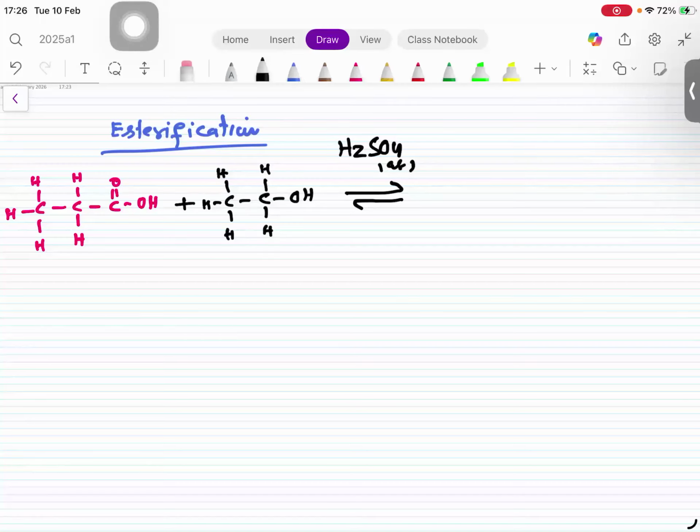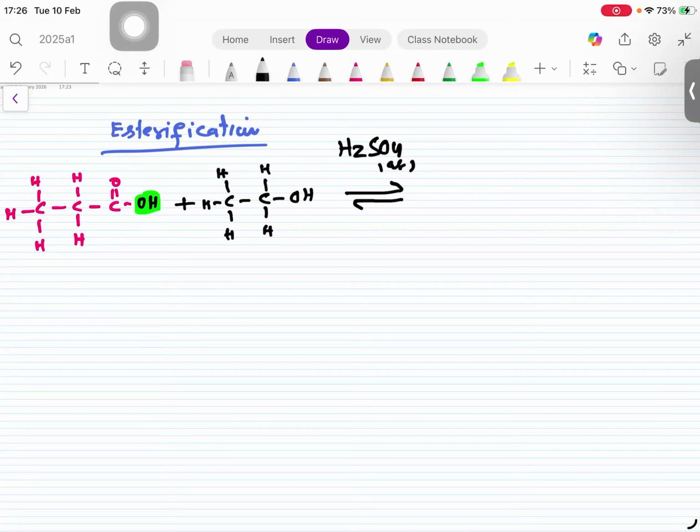Are you done? Please write the name of ester and the name of the reactants as well. Are you done? Okay, we know what happens. The first thing I have to identify is the functional group present in these compounds. The first thing is carboxylic acid. So carboxylic acid is the one in the first.